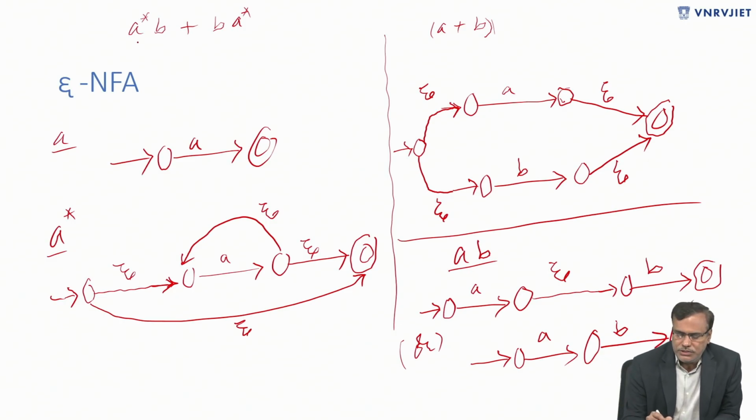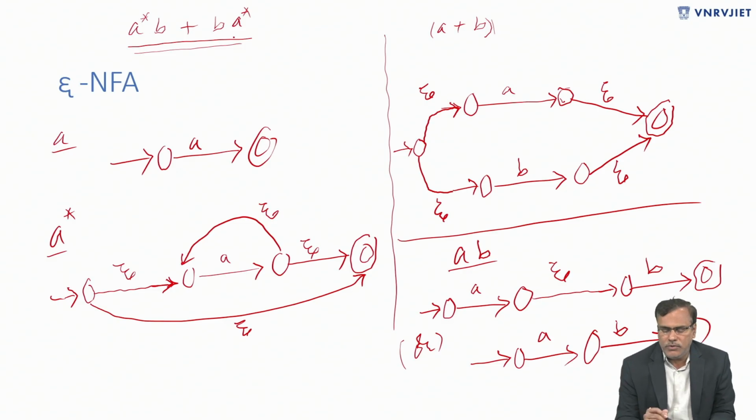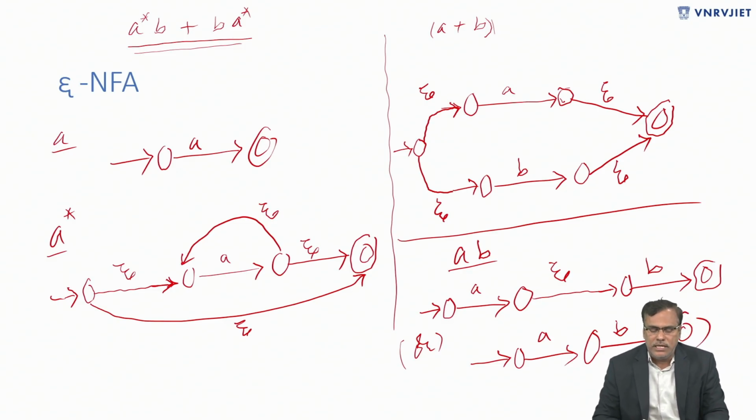Now you have understood the basic operations. Now we are going to design a DFA for a little more complex expression, that is A star B or B A star. A star B or B A star. Better let me take a new slide. Yeah. The expression is what?